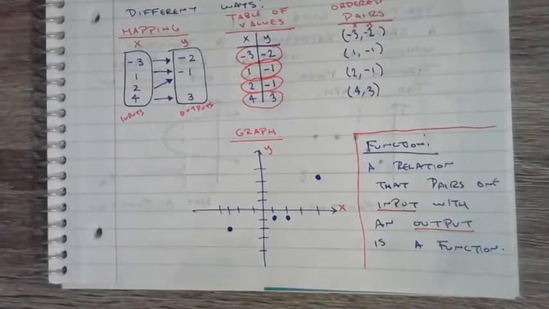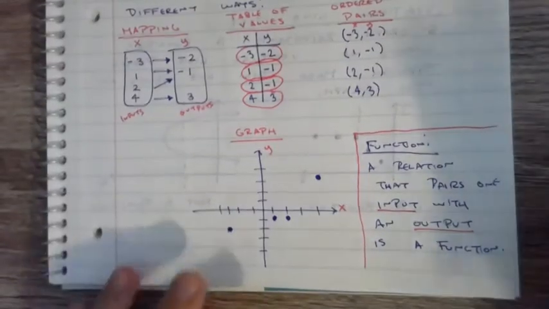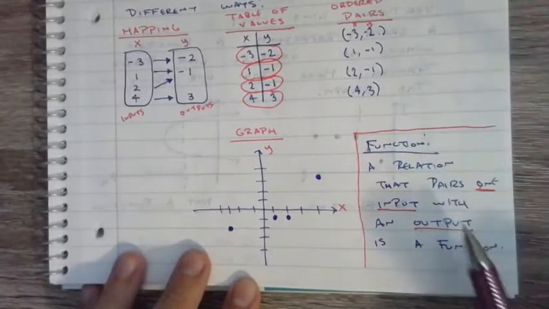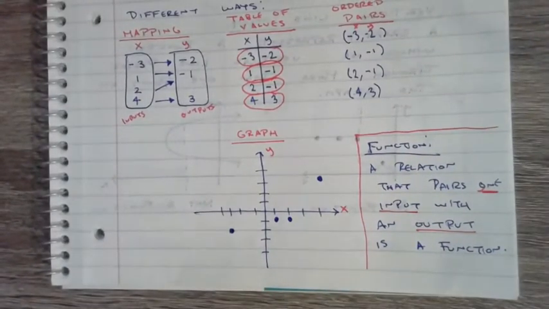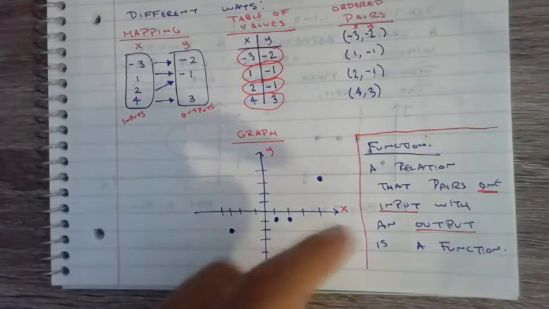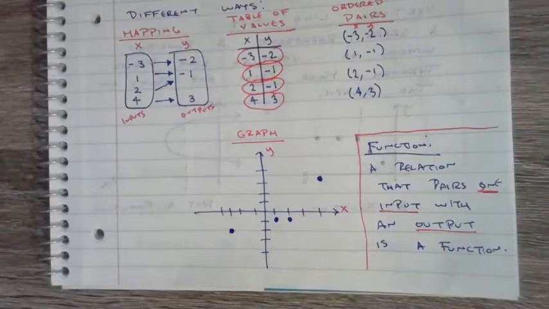Now, I'm going to show you a definition of what a function is. A function is a relation that pairs exactly one input with an output. If you have a relation that has two inputs to an output, that's not a function. Remember, it has to be exactly one input with an output in order for it to be a function. I'll give you a moment to write that down and then we'll continue.